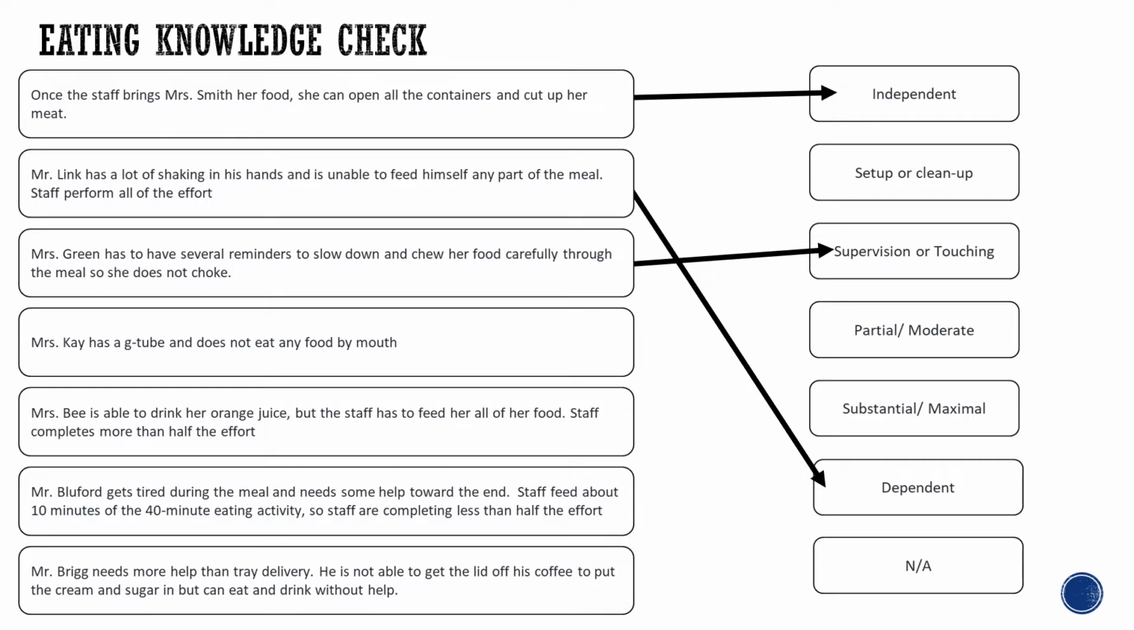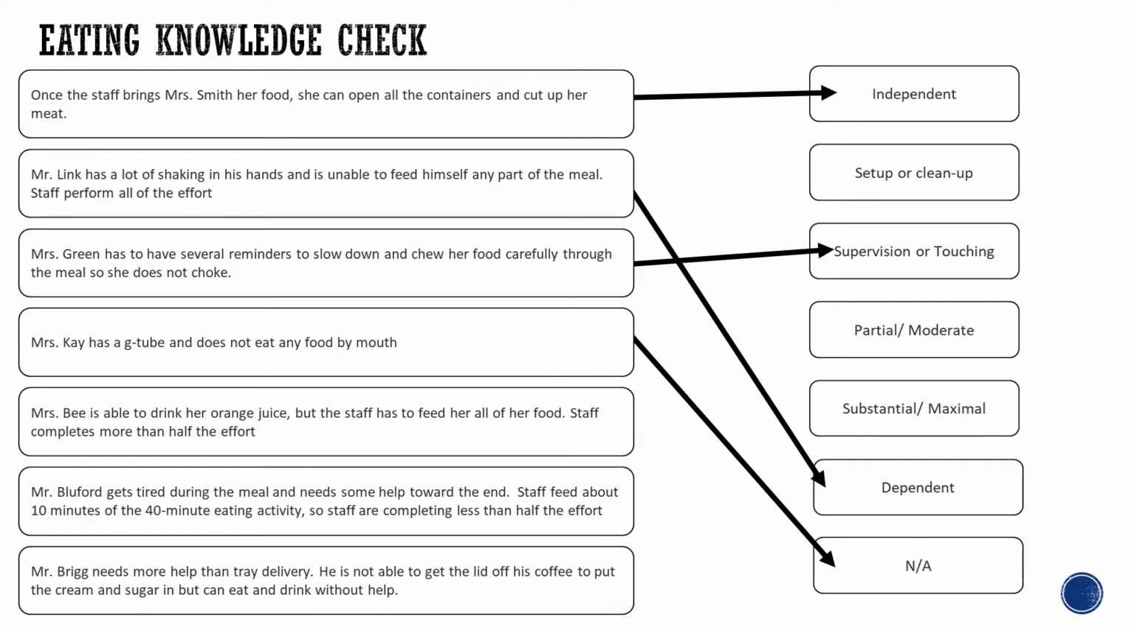Miss K has a G-tube and does not eat any food by mouth. How should this be coded? This would be coded as not applicable, and you would also want to talk to your MDS nurse or supervisor to see which code would be the most appropriate, if it is a not attempted code or a not applicable code, or what is available in your software to code items that do not apply to your patient.